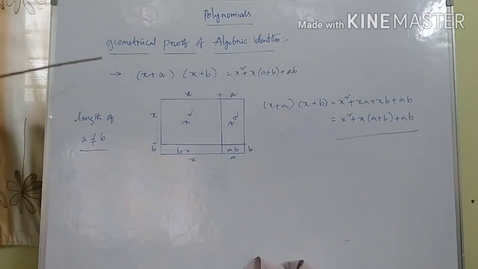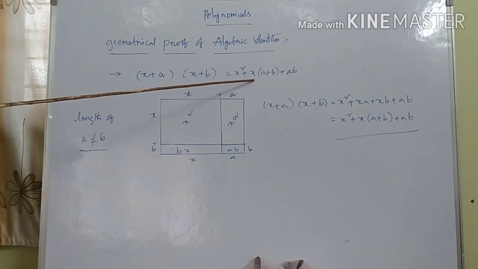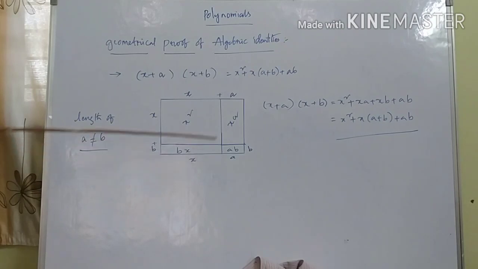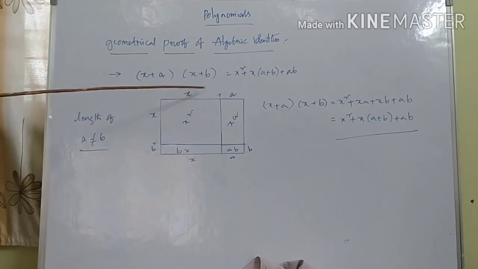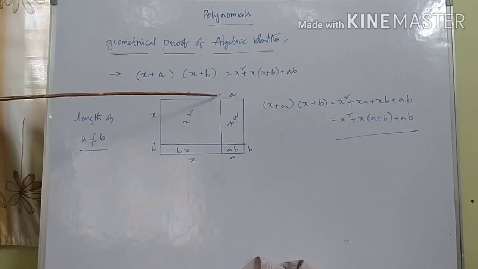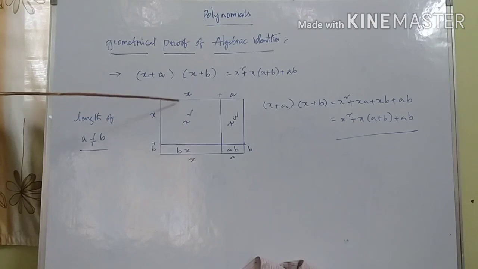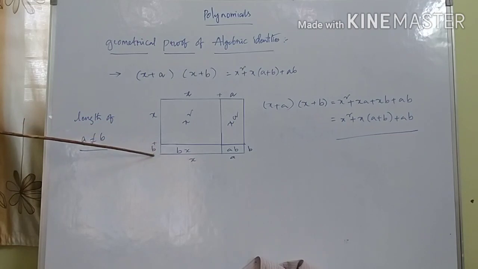So this is the geometrical proof of our fourth identity, x plus a into x plus b is equal to x square plus x into a plus b plus ab. So we have to draw a rectangle. The dimensions are x. The length of this side is x and the remaining part is a. So the length of the total side is x plus a. Here also the length of this side is x. Here also x, here also x. So the extension is b. This small part has length b.